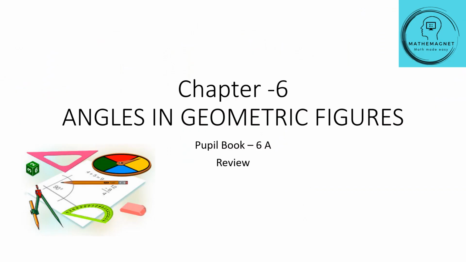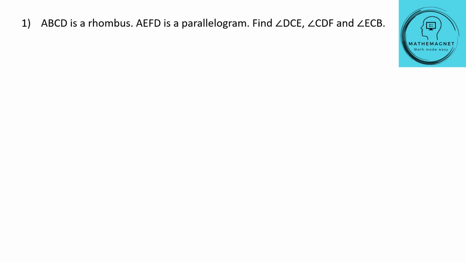Today we are going to do chapter 6, Angles in Geometric Figures, from Pupil Book for grade 6A. We shall try to solve questions coming under review and thinking cap. Question number 1. ABCD is a rhombus, AEFD is a parallelogram. Find angle DCE, angle CDF and ECB.